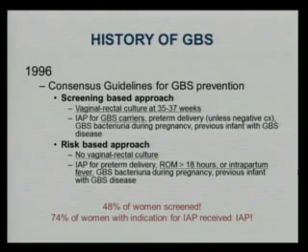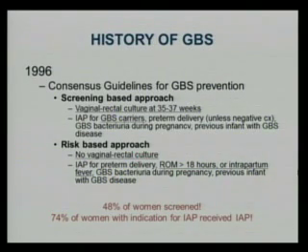So in the screening-based approach, they did a rectovaginal culture at 35 to 37 weeks, and they gave IAP for GBS carriers for preterm delivery unless they've had a negative culture already, for GBS bacteriuria during pregnancy, and for a mother with a previous infant with GBS disease.